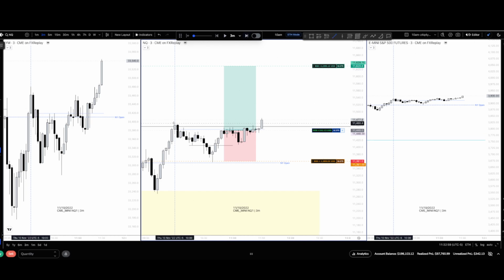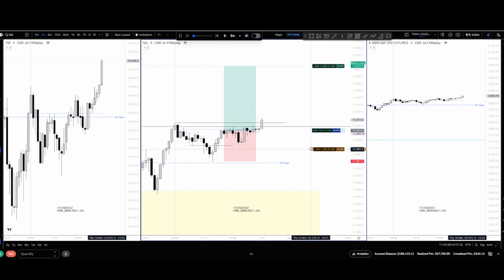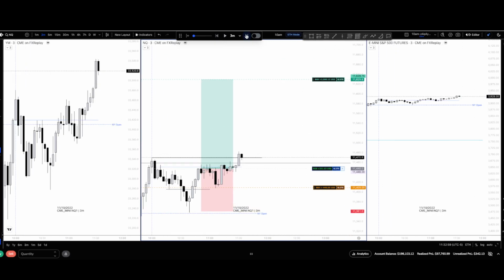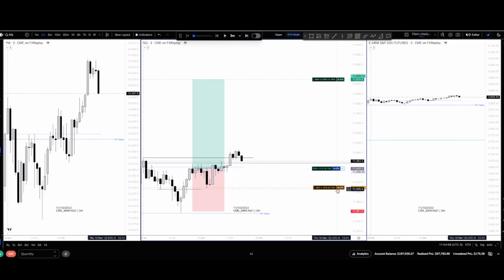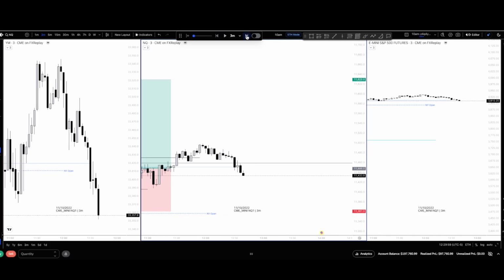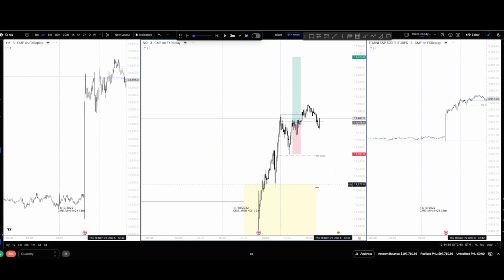Okay, closure above here. I'll actually reduce my risk to this low just because I don't know where we're going currently. I'll go stops to break even, actually. I'm out. If it stops me, it stops me. If not, then not, right? Yeah, I'm out there.